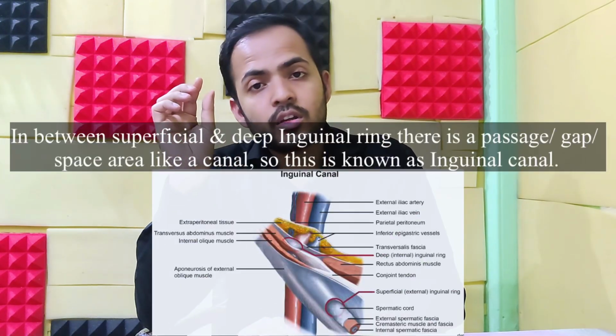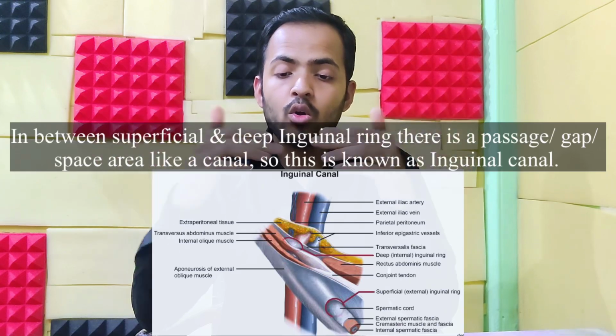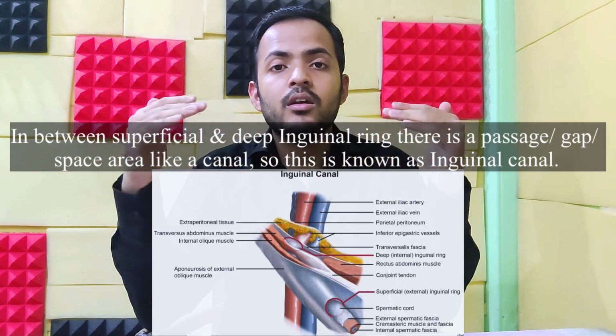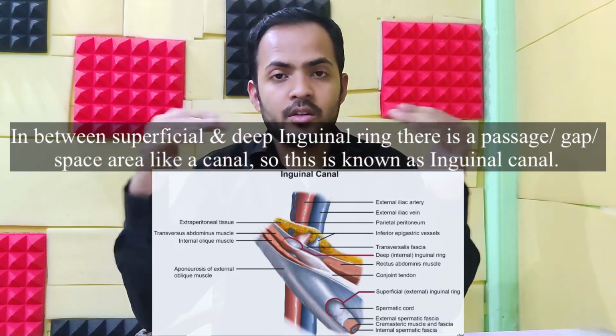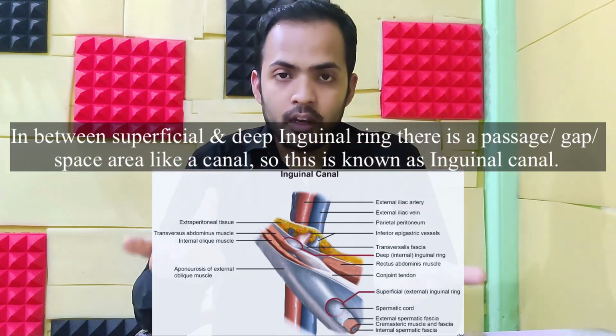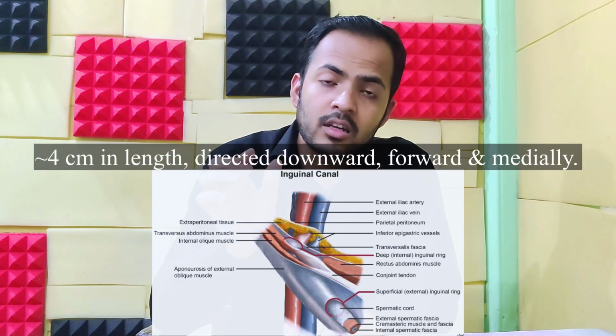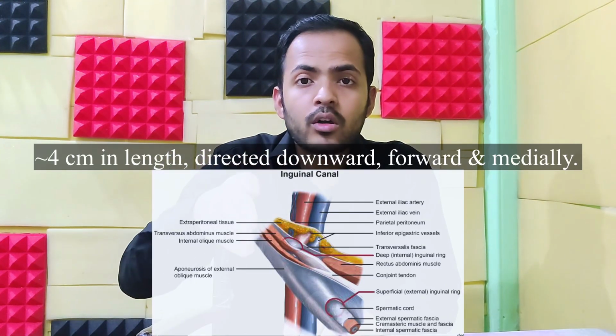In between the superficial inguinal ring and deep inguinal ring, there is a hollow passage. It's a gap area or a passage, canal shaped. So we call it the inguinal canal. It is almost 4 centimeters in length and directed downward, forward, and medially.